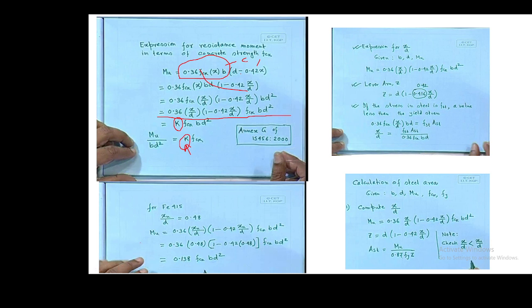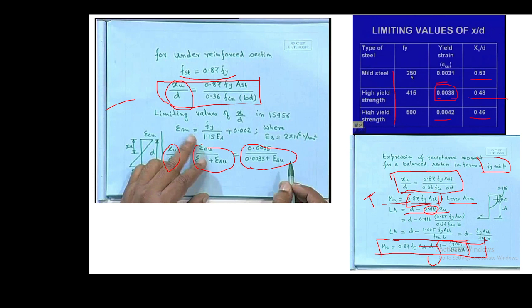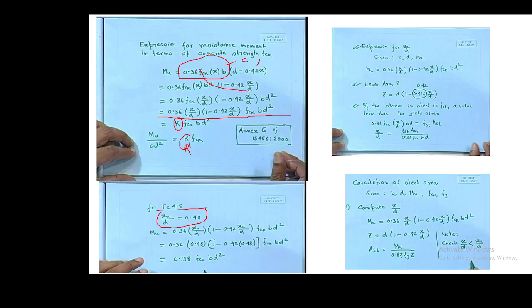So for example, they have calculated for Fe415. XU by D for Fe415, we know that is 0.48. Just 5 minutes back I told you we have to remember this value, the middle one, 0.42, right? If you remember it, then we'll directly say XU by D is 0.48. For Mu, we'll directly put the XU by D value and calculate Mu, which is 0.138 FCK BD square. This is for Fe415. As I said, this is the value of K, which depends upon the steel grade, right?